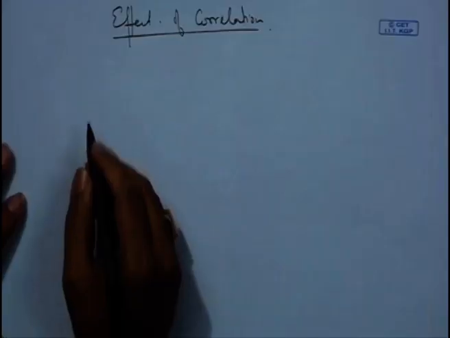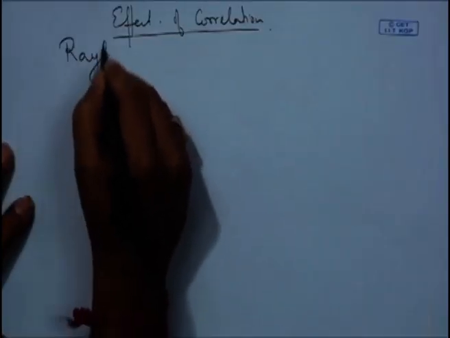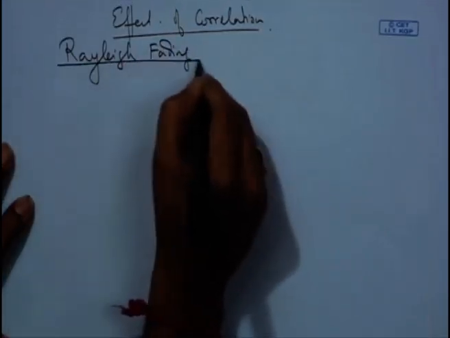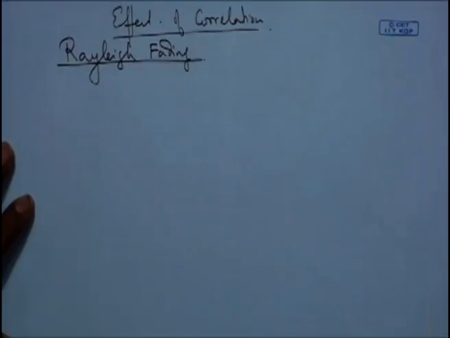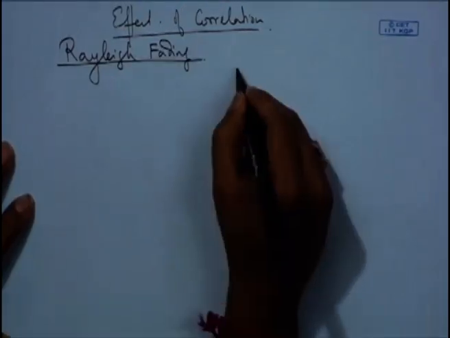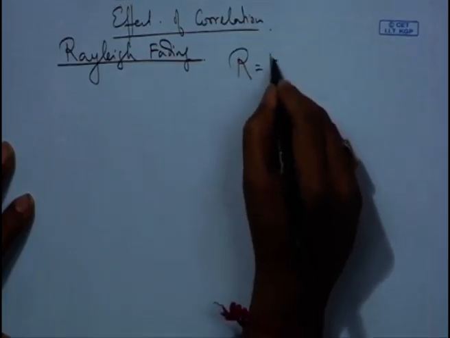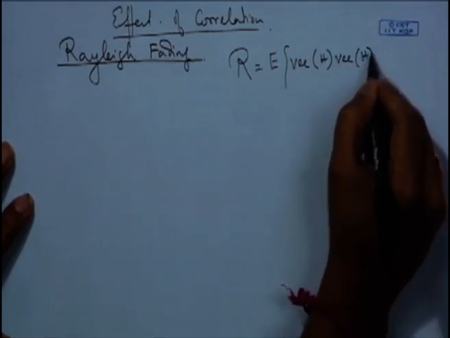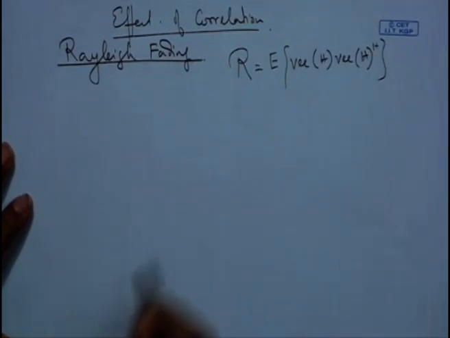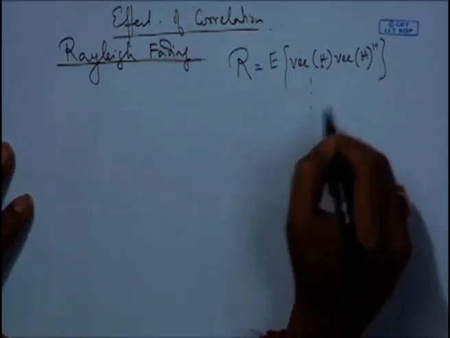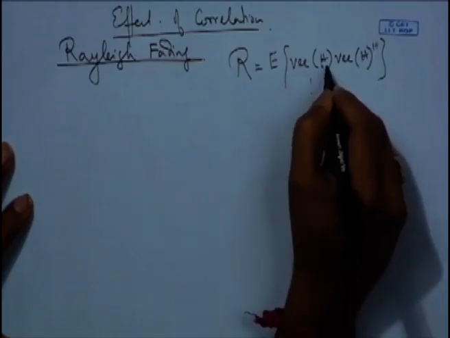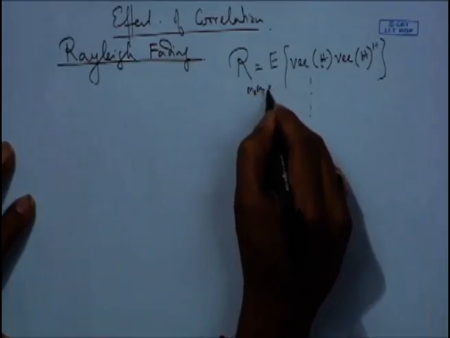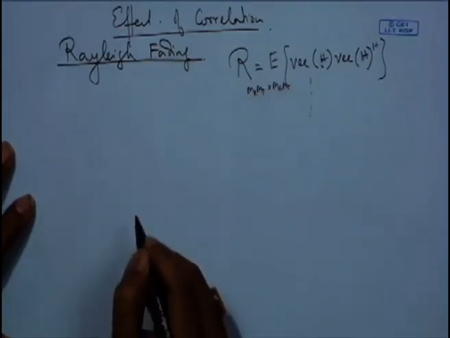So let's move forward, and we will take Rayleigh fading into account. We remember that R is basically the expectation of vec of H times vec of H Hermitian. In the vec operation, we remember, if this is H, it stacks vectorially. So this R is of the size MRMT cross MRMT, a big matrix.